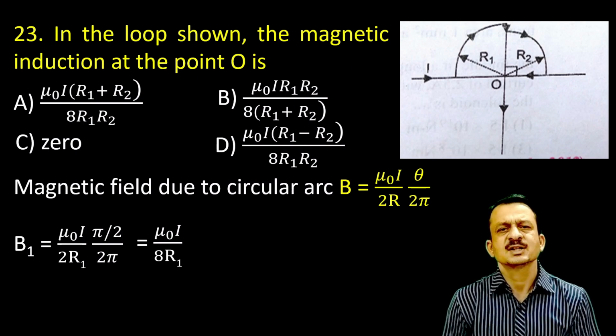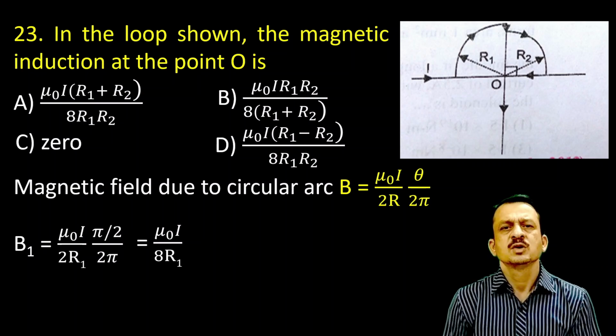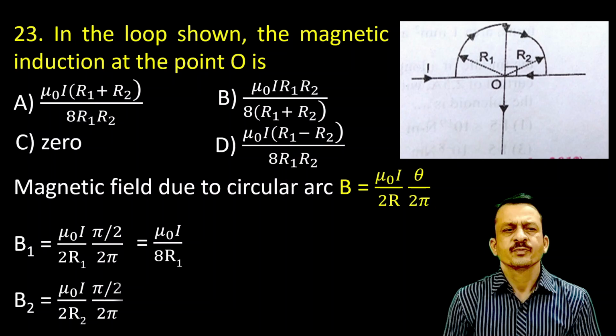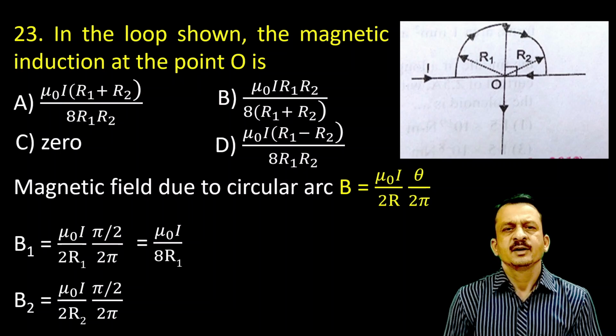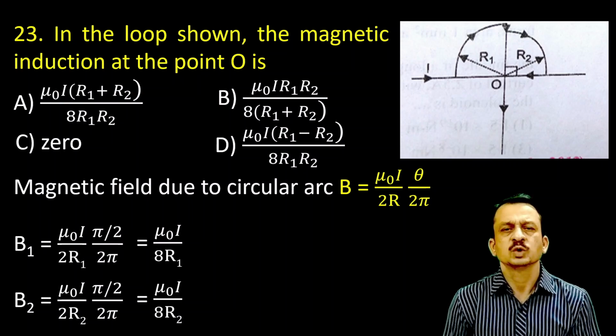Now similarly for the second loop, which is also a circular arc, but radius is R2. Therefore obviously B2 is also the same, mu naught I divided by 2R2 into angle is same 90 degree, pi by 2 divided by 2 pi. Now pi gets cancelled. Therefore I will get B2 is equal to mu naught I divided by 8R2.